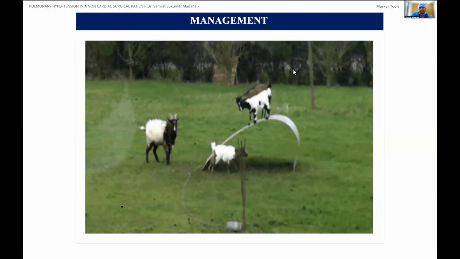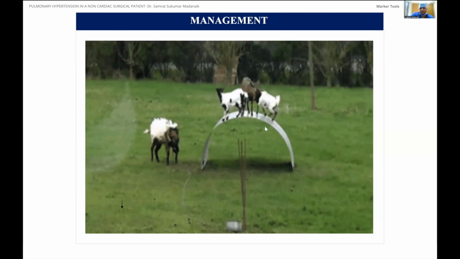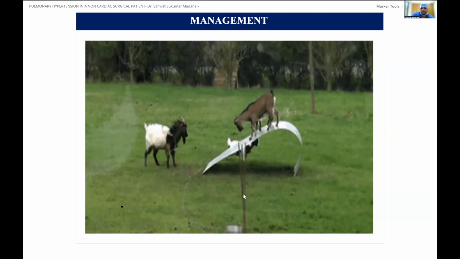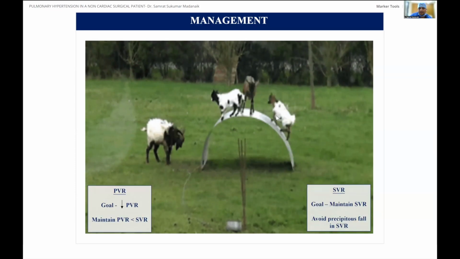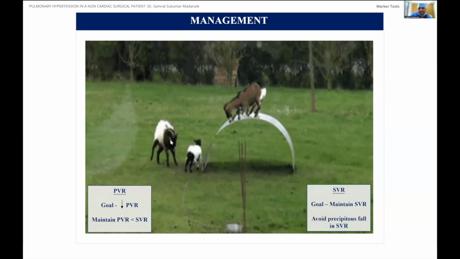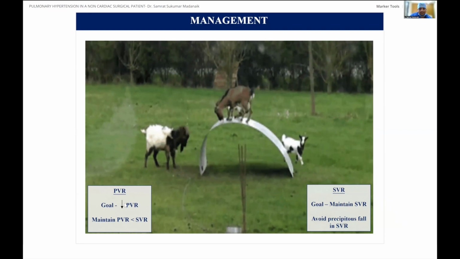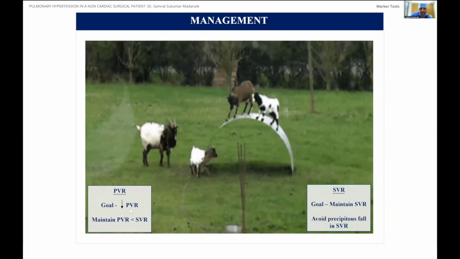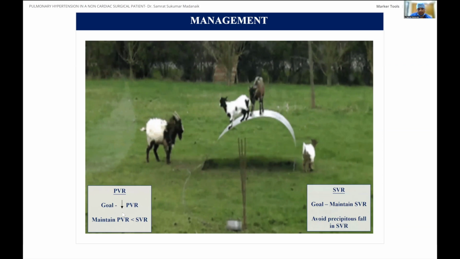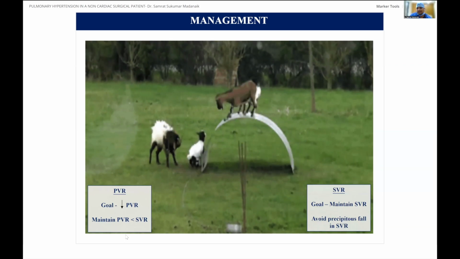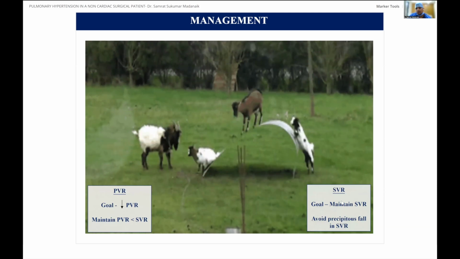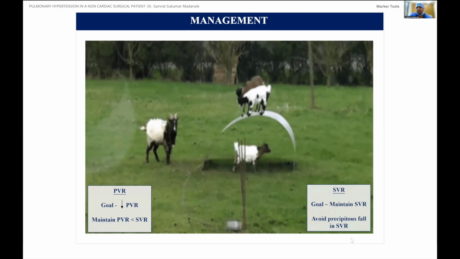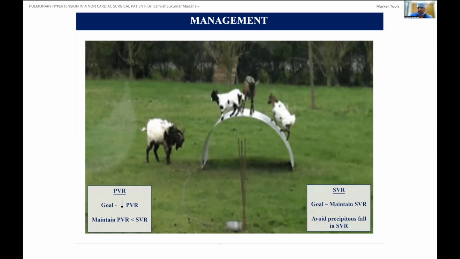Now, whenever you are dealing with a patient with pulmonary hypertension, it is a juggling between SVR and PVR. These are the anesthesiologists who are trying to maintain the balance intraoperatively while the surgeon is enjoying the view. But jokes apart, the goals in dealing with such patients are that the PVR should always be low, or should always be less than SVR. And the goal with SVR is to maintain the SVR and avoid a precipitous fall in systemic vascular resistance.